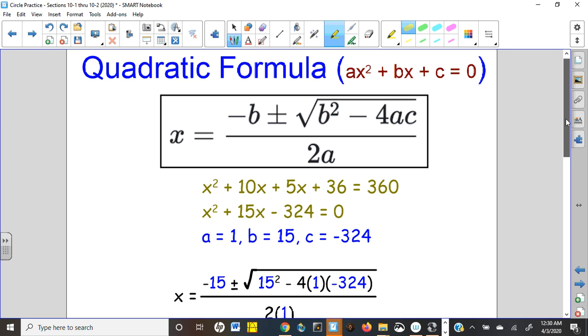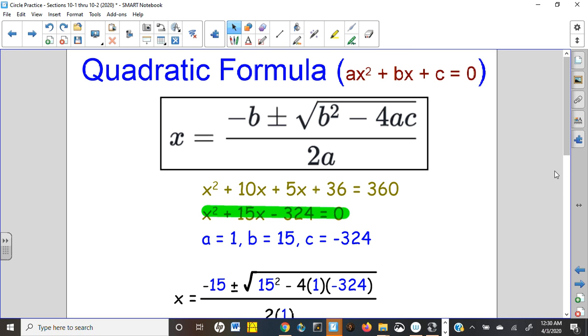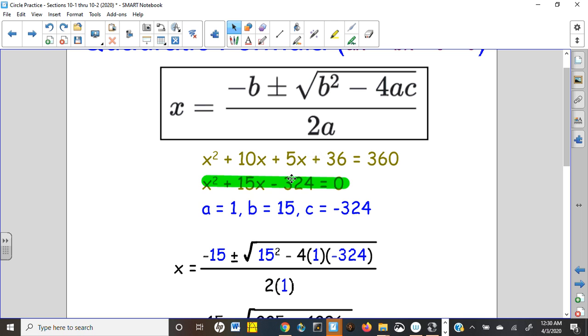But anyway, let's look at how this would look if you used the quadratic formula. Once again, it doesn't work unless you set it equal to 0. So you've got to set it equal to 0. Once you have it set equal to 0, we can read a, which is with the x squared, that's 1. B is with the x, that's 15. And c is the constant, which is negative 324. And after that, we just plug them in, right?